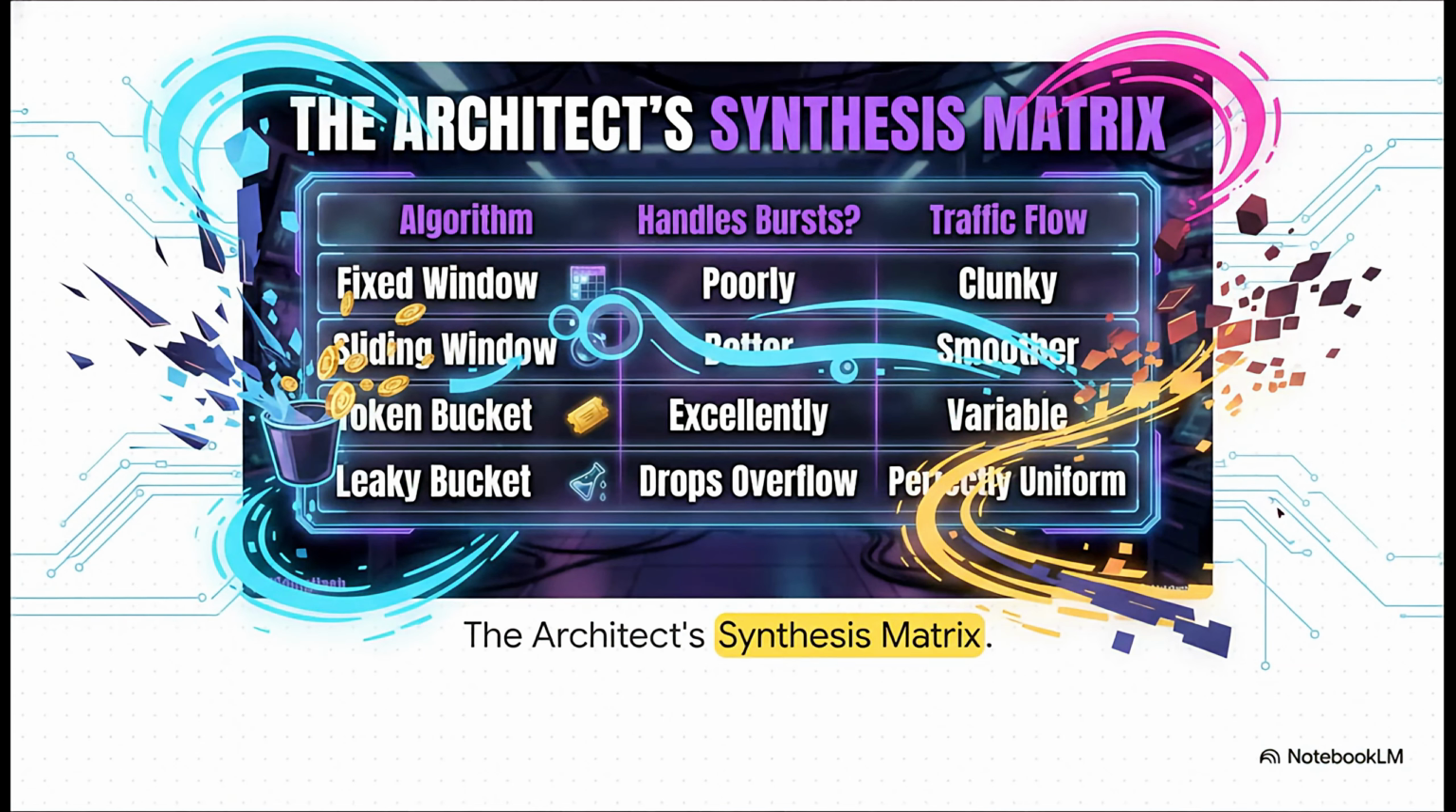Let's synthesize all of this. What we have here is the architect's synthesis matrix, and you want this to take up your entire mental frame. This is your ultimate cheat sheet. Fixed windows handle bursts pretty poorly and result in clunky traffic flow. Sliding windows, much smoother. But the real stars of the show are the buckets. The token bucket handles bursts excellently with variable traffic flow, while the leaky bucket drops overflow to guarantee perfectly uniform traffic. Understanding these trade-offs inside and out is exactly what interviewers are looking for.